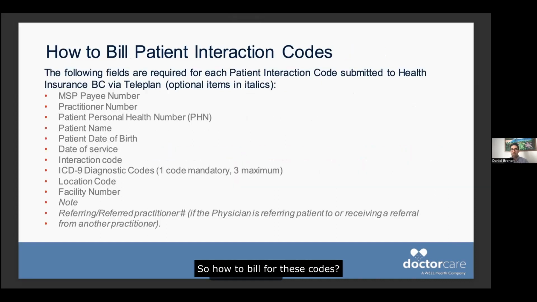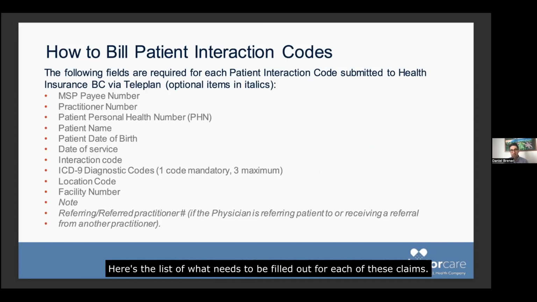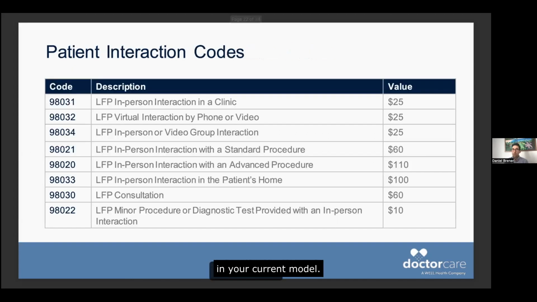So how to bill for these codes? Here's the list of what needs to be filled out for each of these claims. It's pretty similar to what you'll be doing today. It shouldn't change too much. The codes that you'll be billing are slightly different, but beyond that, it's pretty similar to what you'd see today in your current model.